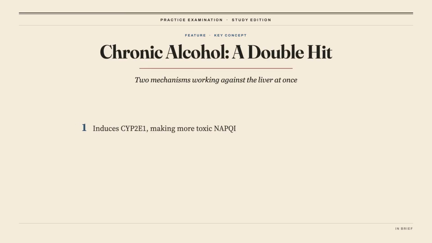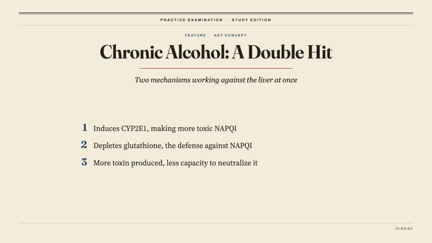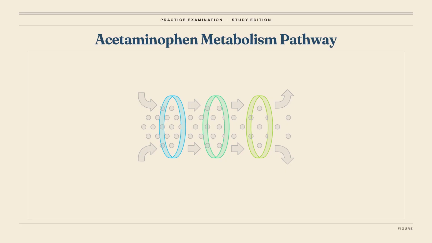Chronic alcohol use damages the system from both ends. It induces the enzyme CYP2E1, so more of the drug converts to the toxic metabolite NAPQI, while simultaneously depleting glutathione, the very defense that neutralizes it. That's why lower limits, often 2 grams daily, are recommended for chronic drinkers. Normally, a small fraction of acetaminophen becomes NAPQI, and glutathione mops it up before harm occurs.